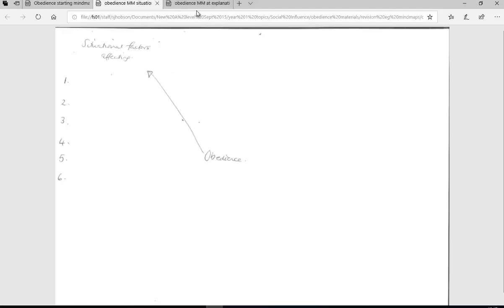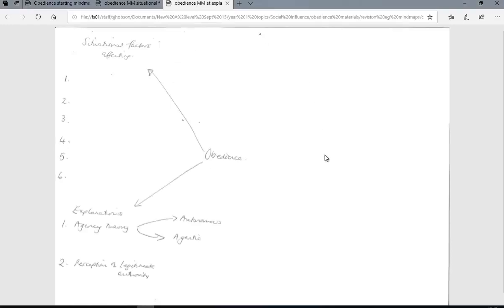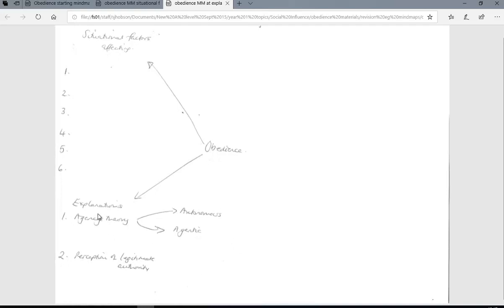So now we go on to our next part of the mind map, which is the explanations for it, and the 2 that you're required to know about. So we've got agency theory, split into the autonomous and the agentic state. And we've also got perception of a legitimate authority. So let's start with the agentic state, agency theory, split into these two.